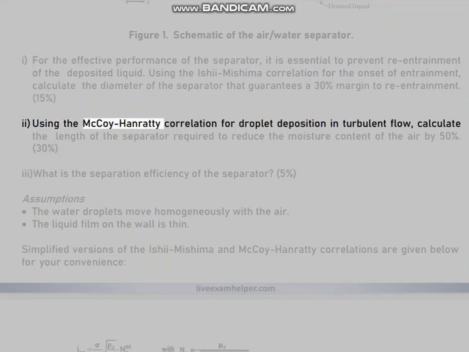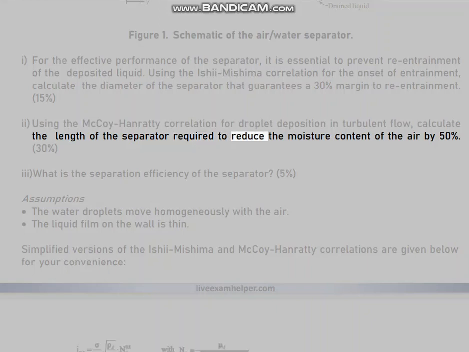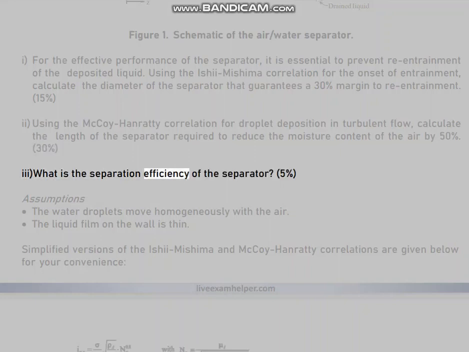2. Using the McCoy-Hanratty correlation for droplet deposition in turbulent flow, calculate the length of the separator required to reduce the moisture content of the air by 50%. 30%. 3. What is the separation efficiency of the separator? 5%.